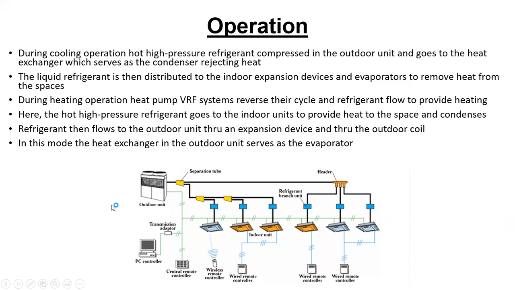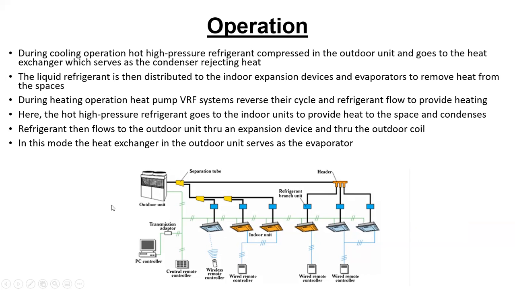It's probably distributed just after it condenses, so it's still fairly warm. But then when it goes through the expansion device, it gets cold with a little bit of vapor formed, and then you're ready to put it into the heat exchanger, which would act as an evaporator, which would provide cooling for the spaces.